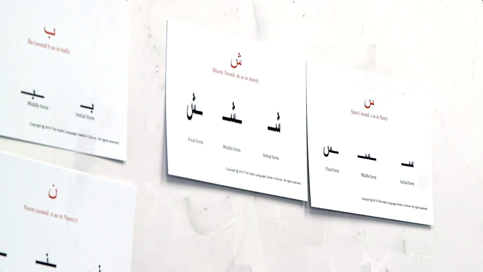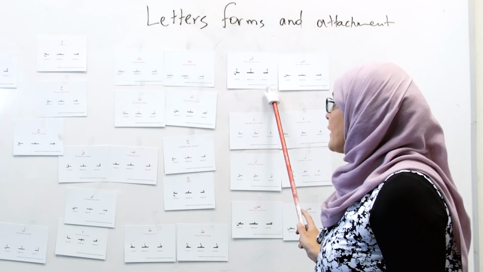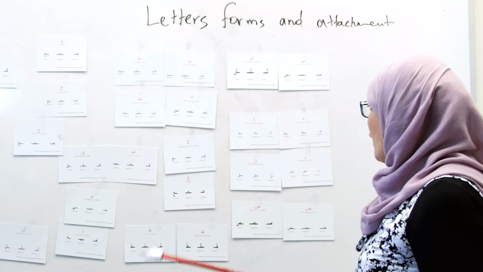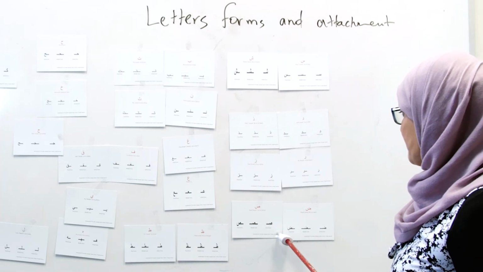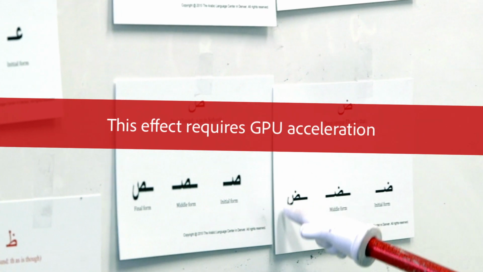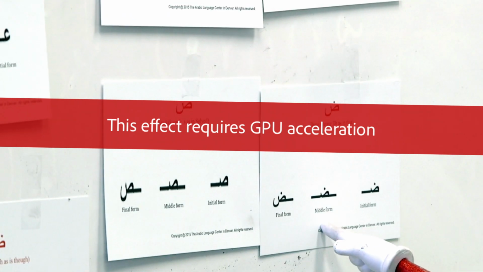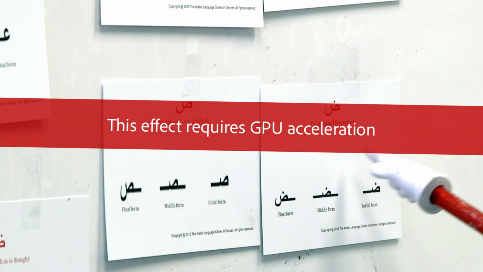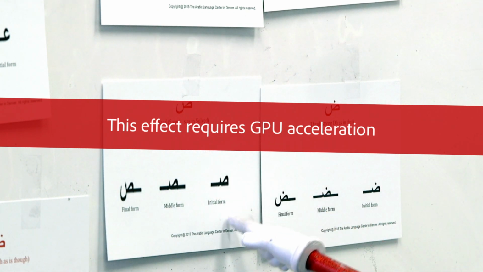Then we're gonna move to the sad and the dad. So the sad and the dad, they perform the same. Again, it's just a question of dots. The circle, the half circle, is gone in the initial form and in the middle form. The same thing. So dad as in that, and sad as in solved.